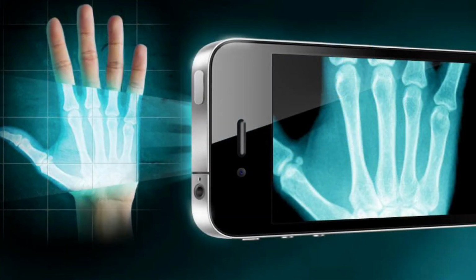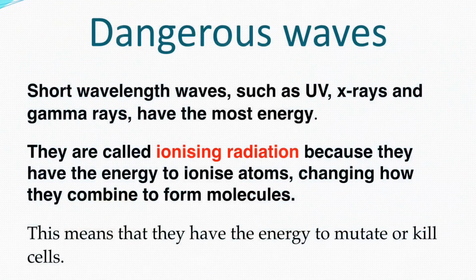We make extensive use of radio waves, microwaves, infrared and visible light, but we're much more careful with how we use UV, X-rays and gamma rays. For example, we wouldn't use X-rays on a mobile phone, and there is a reason for that. Ultraviolet, X-rays and gamma rays are the highest energy rays. They're called ionizing radiation because they have enough energy to ionize atoms and change how they combine with molecules. This means that they can damage our DNA, which can lead to mutations and can kill cells.